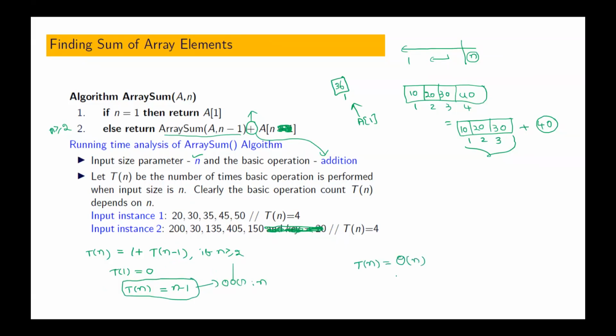Theta of n is also correct. Big O of n is also correct. Big omega of n is also correct. Is it okay? Is it clear or any doubt in this? Clear, sir. Whether we write a recursive algorithm or non-recursive, the running time will not change.